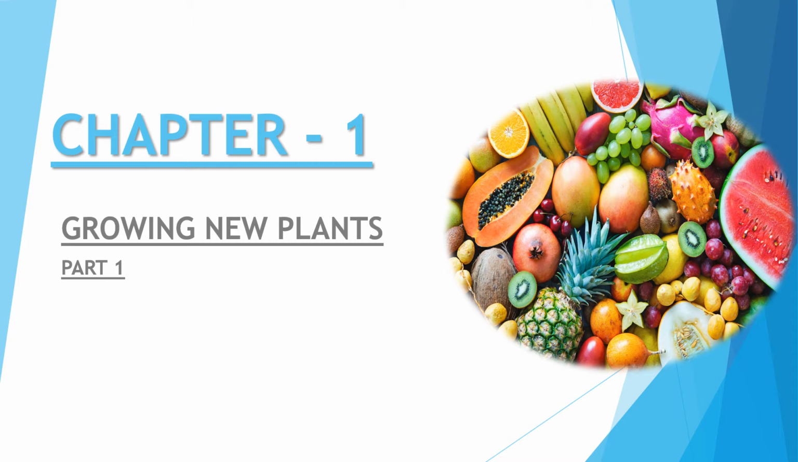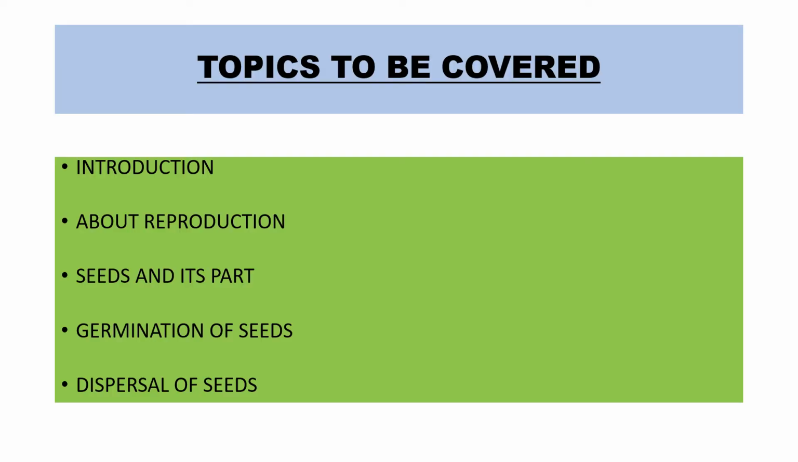You all eat fruit, but what do you leave uneaten? The uneaten part is the seeds. You don't eat seeds. So, what is the importance of seed then? The importance of seed is that it helps in growing new plants. So, let's start with a new chapter, growing new plants. Now, in this chapter, the topics to be covered will be an introduction to this chapter, the reproduction process, then seeds and its parts, and how a seed gets germinated.